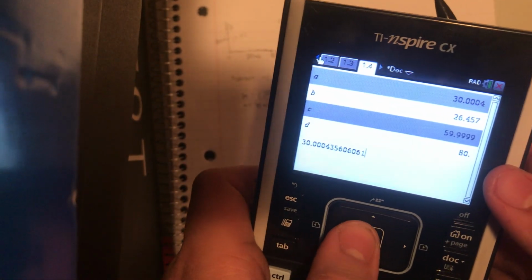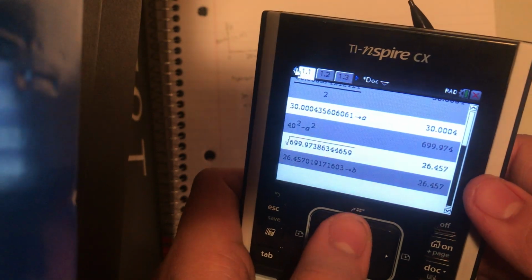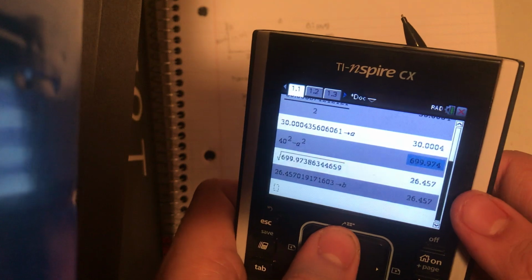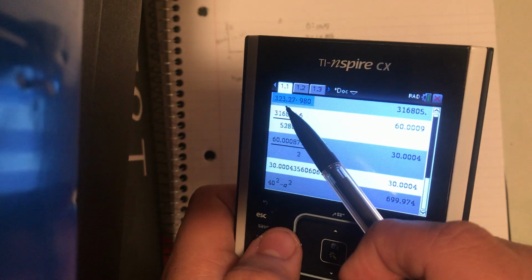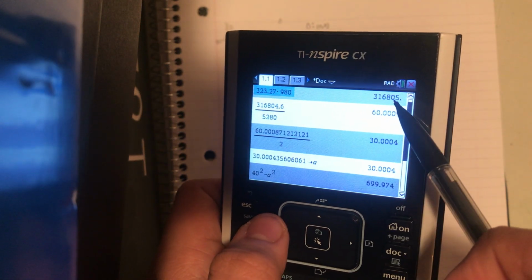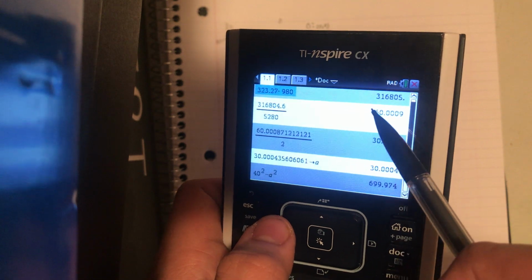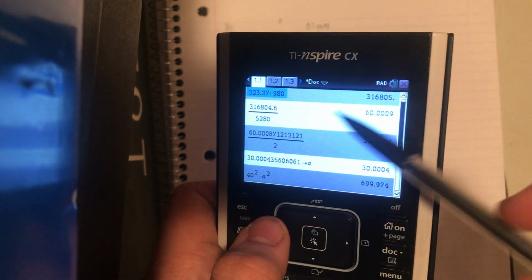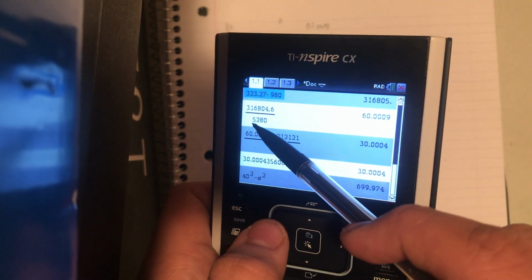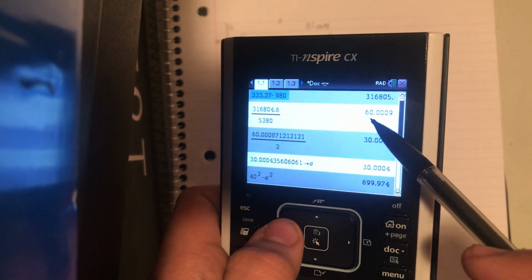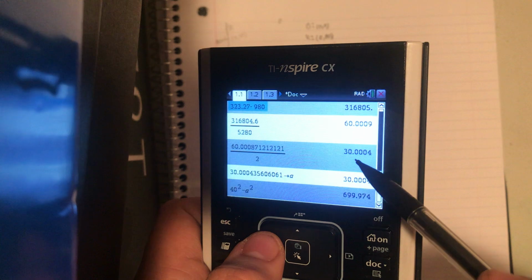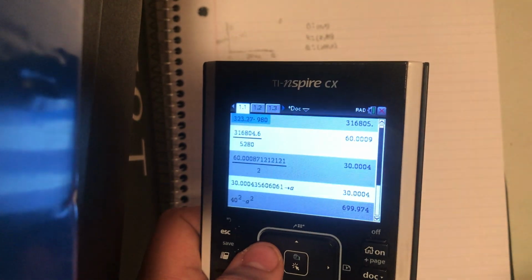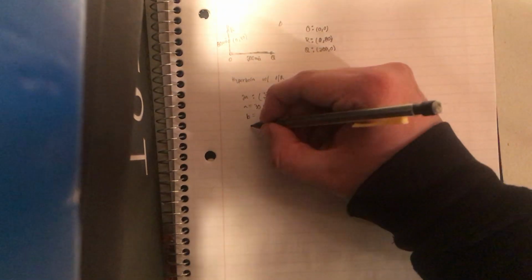So in order to show you, 323.27 times 980 equals that, 300,006, then divided by 5,280, and that's the value of 2a, 60.0009. Then divided by 2, you get the value of a, and then you save that under a, and then you'll figure out what b is.